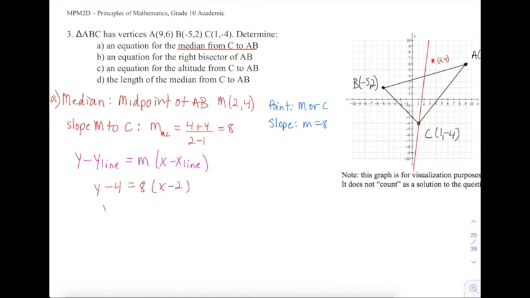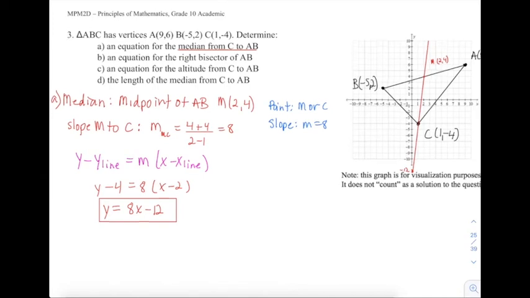Okay, so my final answer here is y equals 8x minus 16 plus 4, which gives me y equals 8x minus 12. That matches what I was saying before about the intercept being below -10. So this point down here is -12. Very nice.